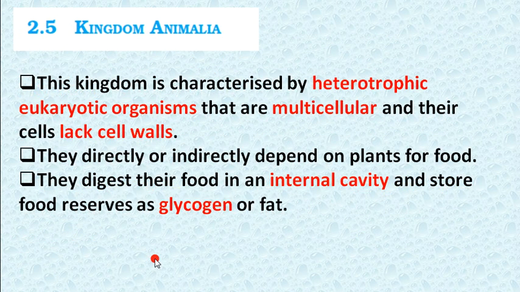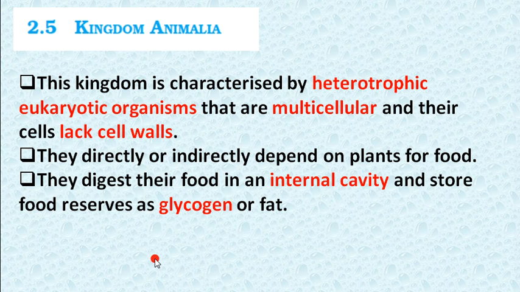Now our kingdom Animalia. This kingdom is characterized by heterotrophic eukaryotic organisms. Meaning they are eukaryotic but they depend on another organism for their food. For example humans, animals, birds, like that. They are multicellular and their cells lack cell walls. So this is the difference between animal and plant. Cell wall is not present in animal cells. Cell wall is only present in the plant cell, in comparison to plant and animals.